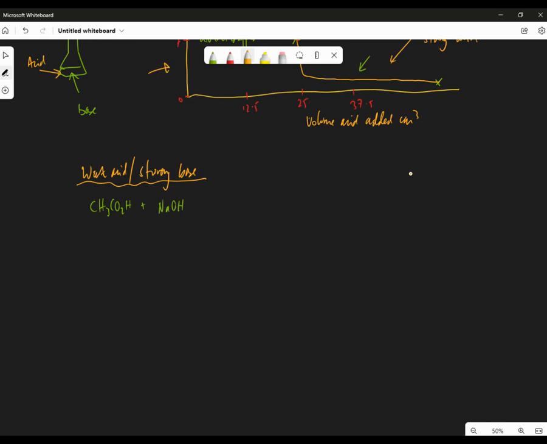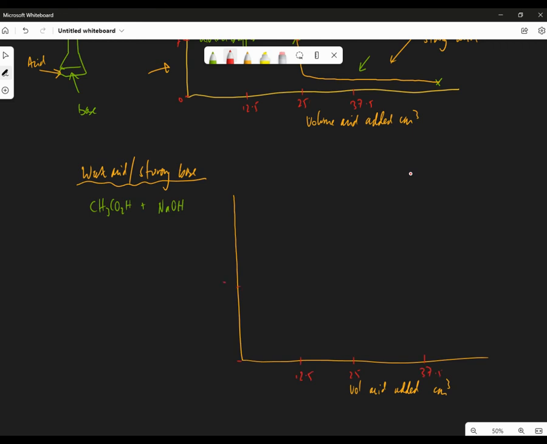Okay, what would that look like? Well, down there. This is volume of acid added. Here's centimeters cubed. Let me put my 25 there. 12.5, 37.5.